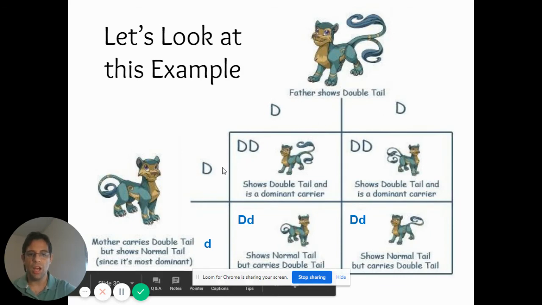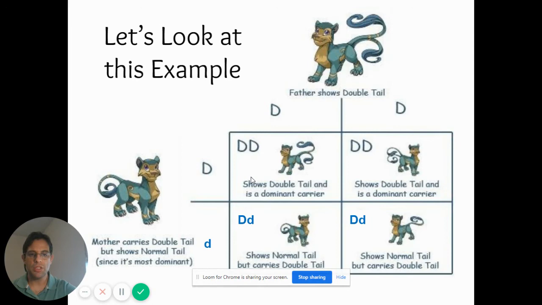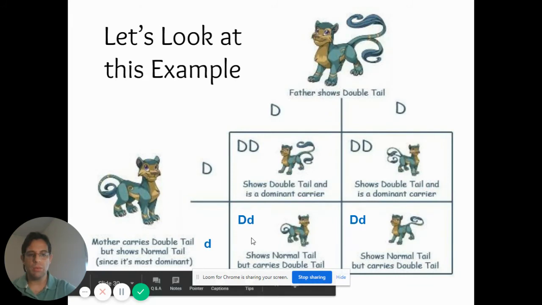And then when you cross, upper D with upper D shows double tail and it's a dominant carrier. Upper D and upper D again shows double tail and it's a dominant carrier. Well, when it's heterozygous, it shows normal tail but carries double tail. And the same thing here.